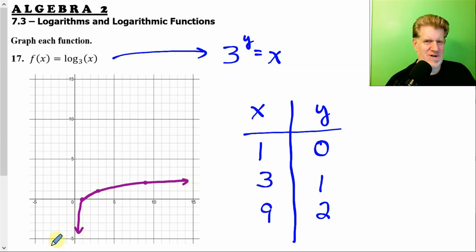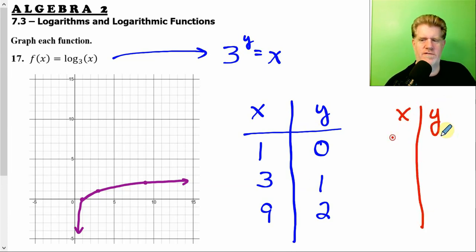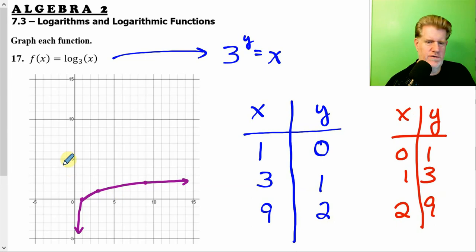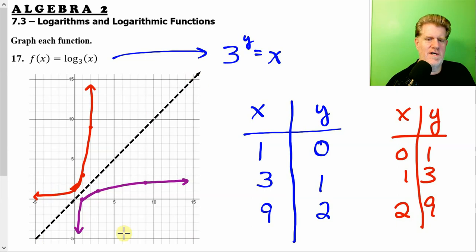Now I want you to see something very interesting. And again, here's where the inverses lie. So if I took this graph and I switched all the points, what would this graph look like? 0, 1, 1, 3, 2, 9. It would go up like this. And it would curve like that. So do you see the inverse relationship here? Do you see how that's flipped over that line? So our logarithmic graph truly, truly is this one. That's our answer. But do you see how that's an inverse of 3 to the x?